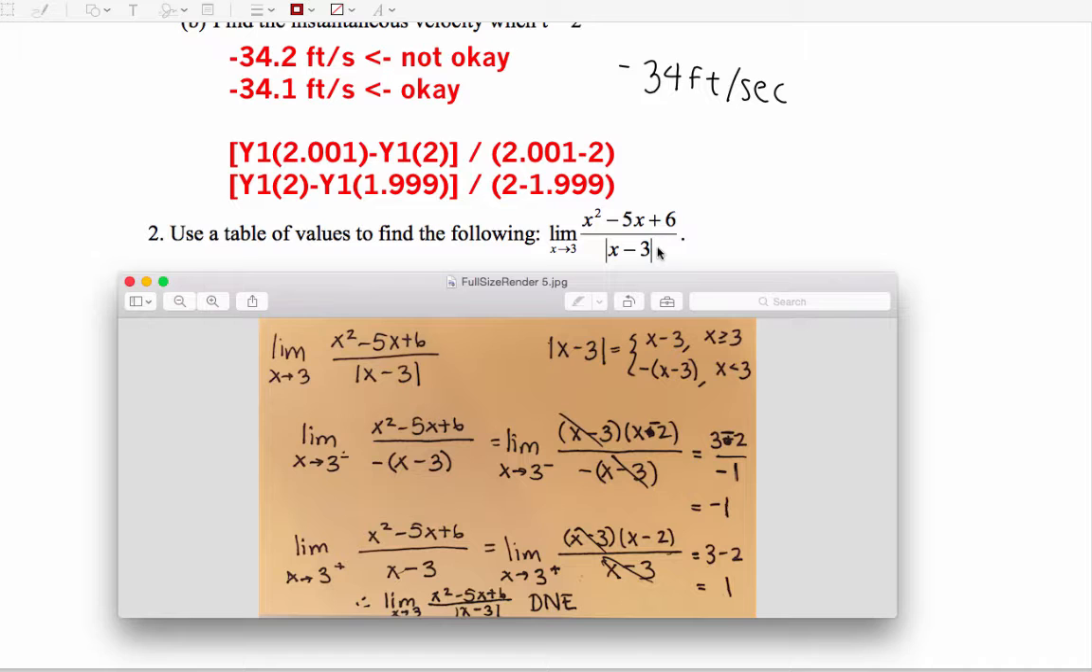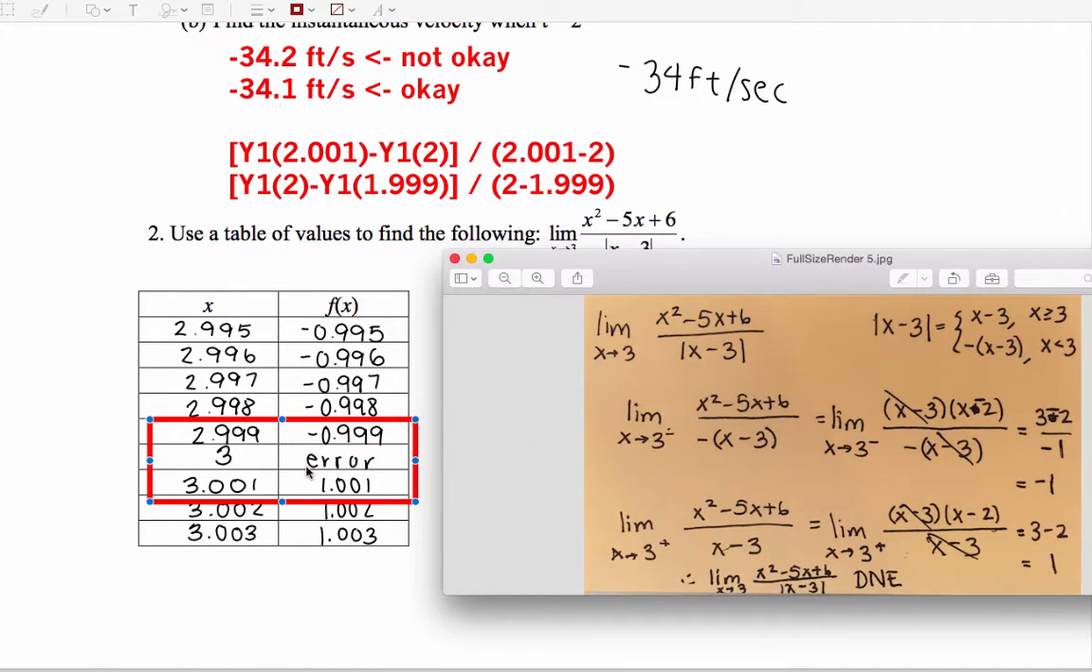And if I just asked you to use your calculator, then you could just do the y1 thing, okay? So I hope that this helps, and if you have any questions, just let me know.